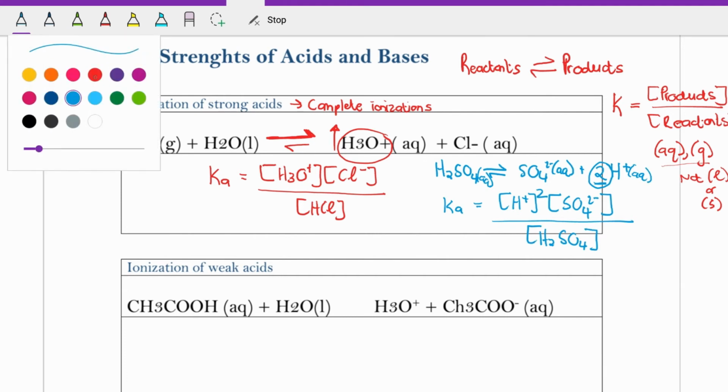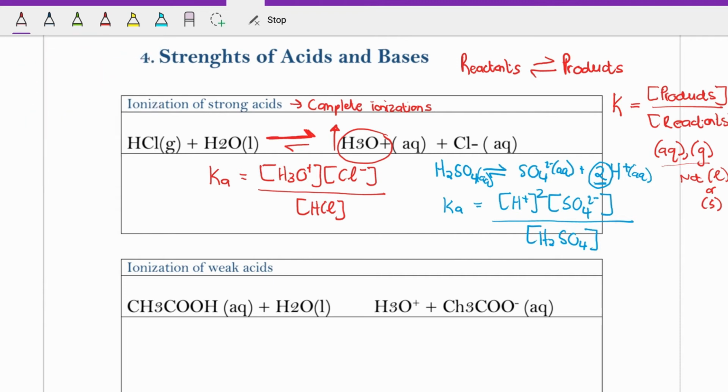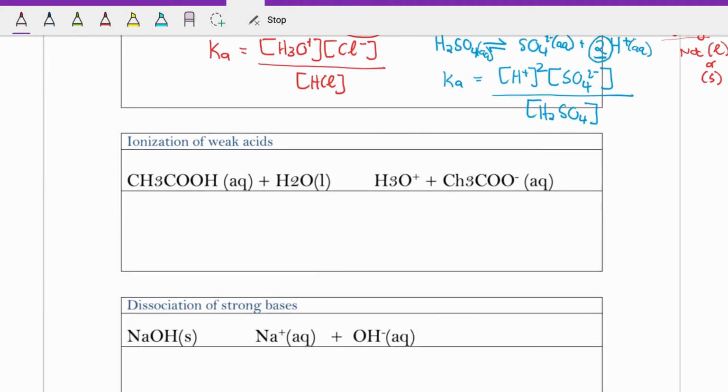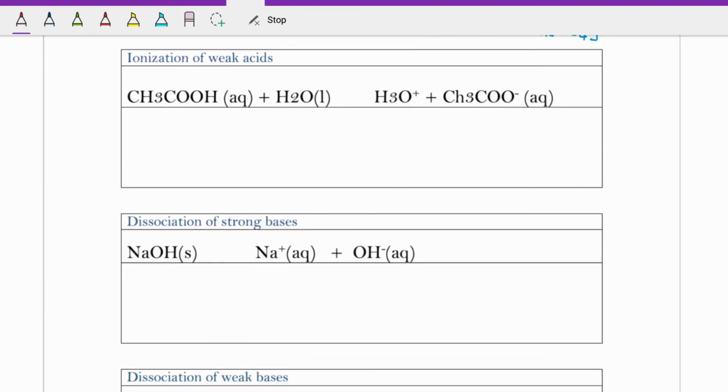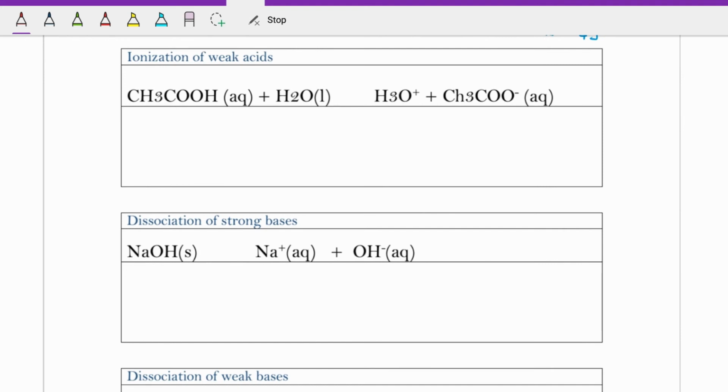Right, let's look at the ionization of a weak acid. So in this case, acetic acid. Now remember that weak acids will not ionize completely. So it's incomplete ionization.